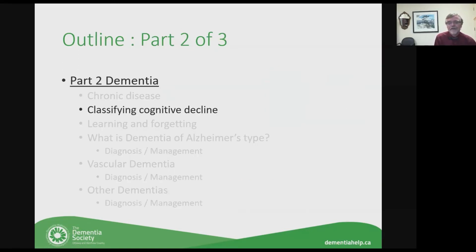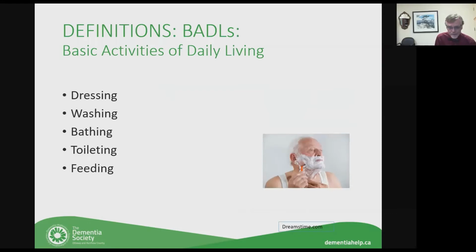So classifying cognitive decline. Before we go into that, we'll talk about activities of daily living. So this may be a new concept for some of you, so I'm just going to take a little bit of time to talk about this. So basic activities of daily living are things we have to do every day. Every day we have to dress ourselves. That's what society wants. We have to wash ourselves, we bathe ourselves, we toilet ourselves, and we have to eat, and we have to feed ourselves. So those are the basic activities of daily living.